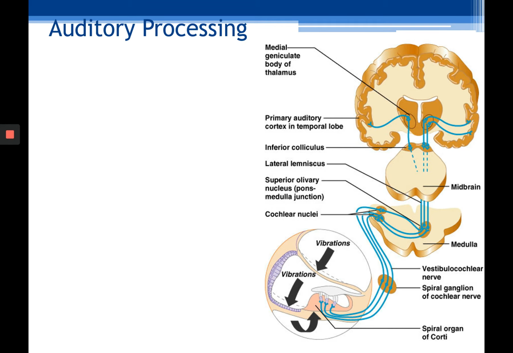Once we have the signal in the cochlear duct, it then travels up the brainstem to the medulla oblongata. Once it reaches the medulla oblongata, it travels up to the midbrain, and then it'll synapse in the thalamus, because remember, the thalamus is the relay station for the brain. And then from the thalamus, it's going to be conveyed to the auditory cortices in the temporal lobe, and that's the appropriate sensory cortex for sound.